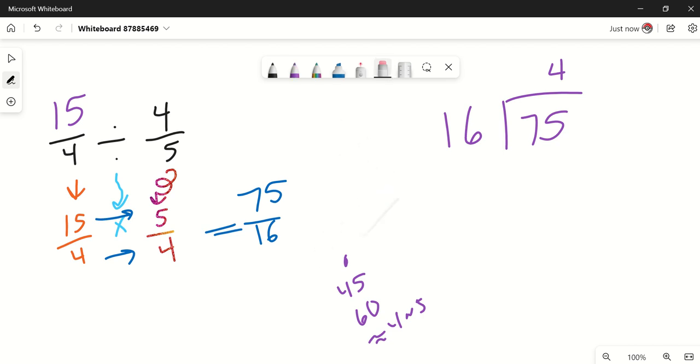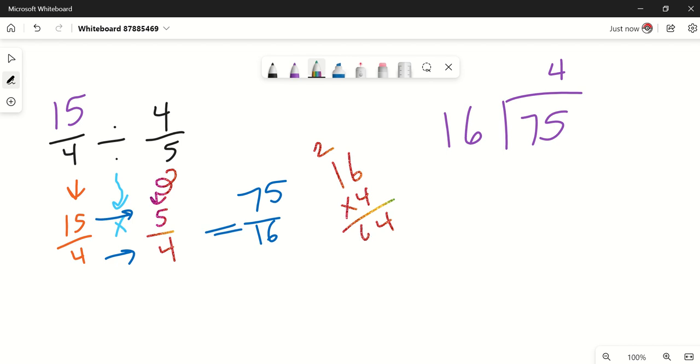I'm going to erase all this work just so I have extra space, and I'm going to change my color. 16 times 4. 4 times 6 will be 24. Carry the 2. 4 times 1 is 4 plus the 2 is 6. 64. 5 minus 4 will be 1. 7 minus 6 will be 1. My answer will be 4 and 11/16.